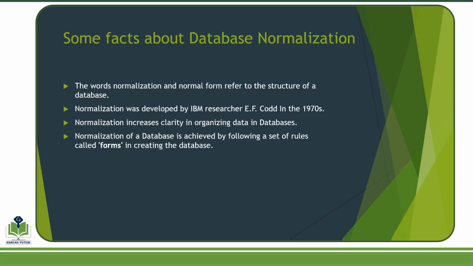Now we can see some facts about database normalization. Normalization was developed by an IBM researcher called E.F. Codd in the year 1970. Normalization increases clarity in organizing data in databases. The words normalization and normal form refer to the structure of a database. The normalization of a database is achieved by following a set of rules called forms in creating the database. So what are the set of rules available in a database management system by means of normalization? We can see now.